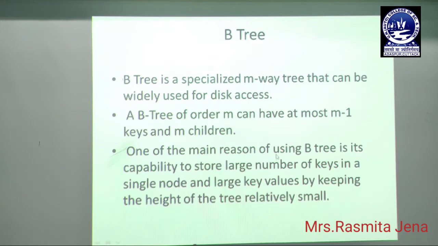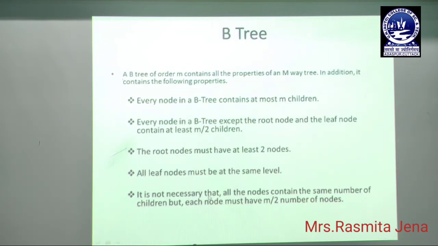One main reason for using a B tree is its capability to store a large number of keys in a single node, and large key values, while keeping the height of the tree relatively small. And these are some properties of a B tree. A B tree of order m contains all the properties of an M-way tree. In addition, it contains some following properties. That means the properties that hold in an M-way tree will also hold in a B tree, and there are some additional properties.